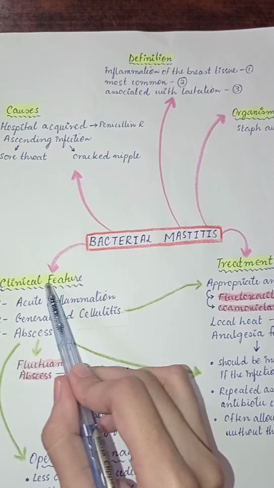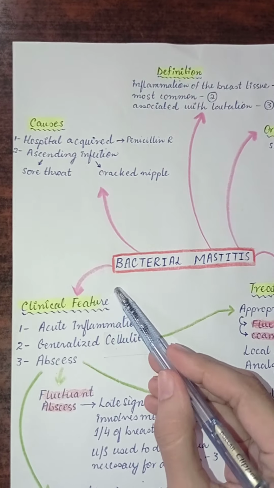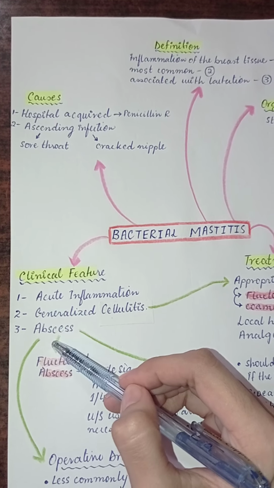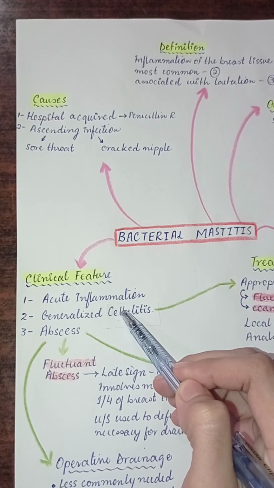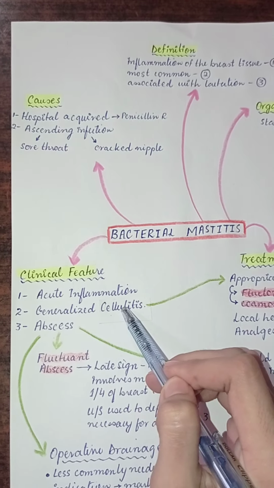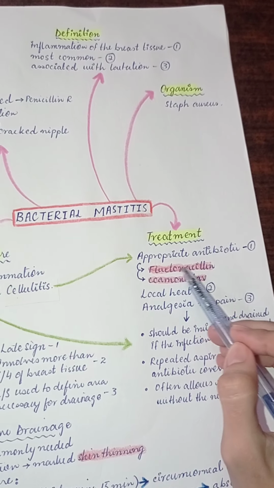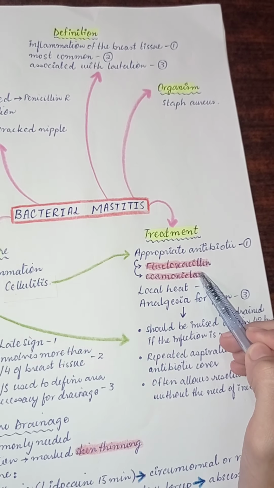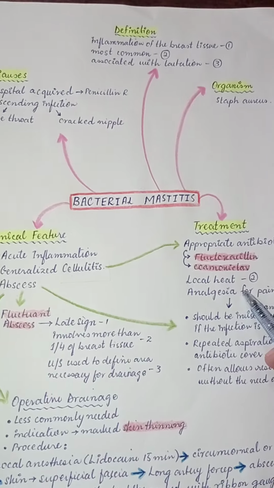For clinical features and for the treatment, we will go side by side. Clinical features are usually 3. The patient presents with acute inflammation, generalized cellulitis, or it could be abscess in later stages. In case of generalized cellulitis, we will go for an appropriate antibiotic: flucloxacillin and co-amoxiclav. Local heat and analgesics for pain relief.